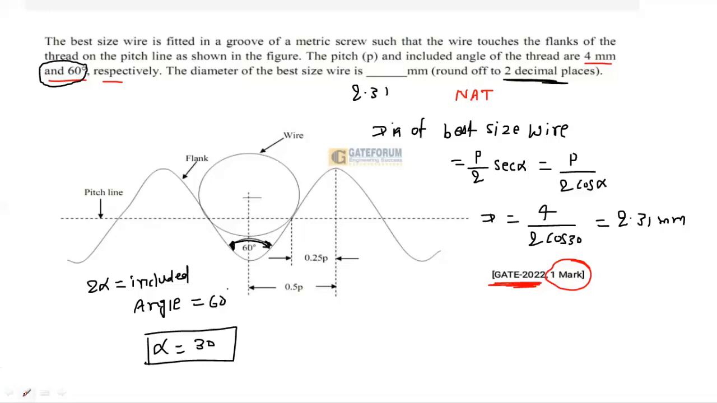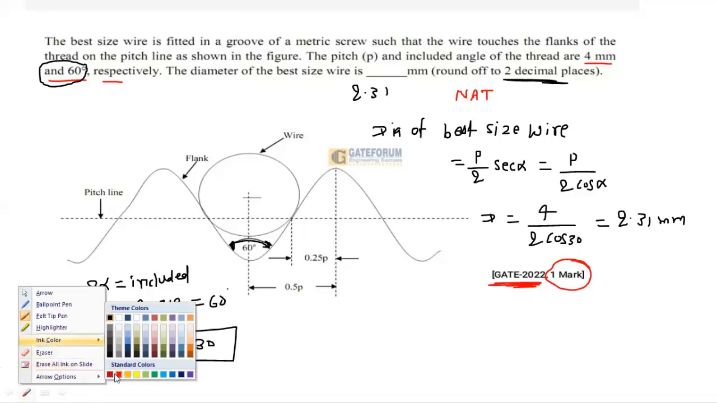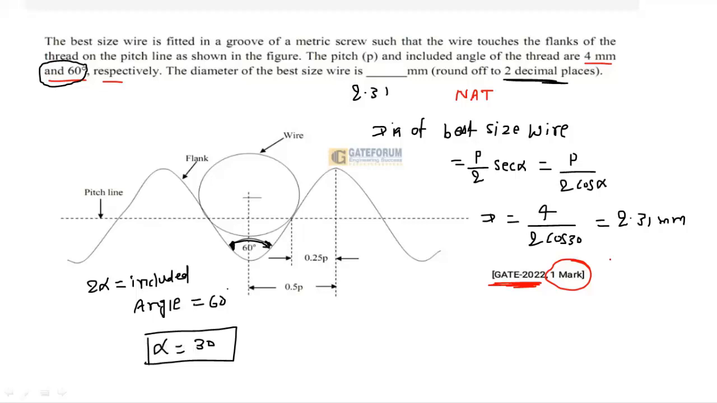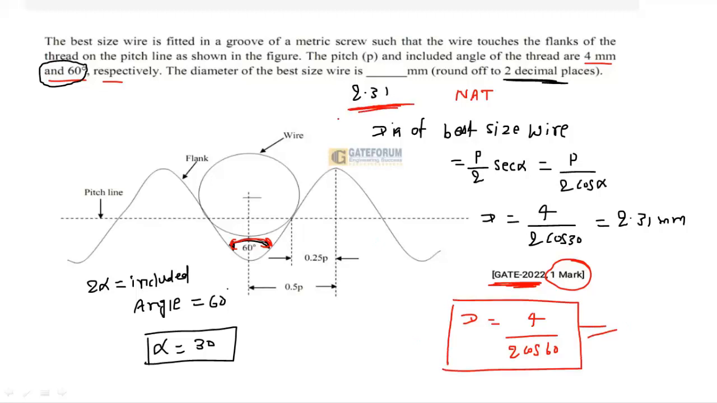My dear friends, in this question, the mistake most students make is that they put 60 here. That is the mistake done by the students. They choose 4 upon 2 cos 60, like that. Keep in mind that the given angle is the included angle, but in the formula, the semi-included angle is used. You only have to keep that in mind, then you can solve the question. Don't make a mistake like that. So easily we get the answer 2.31. Good, it was an easy question.